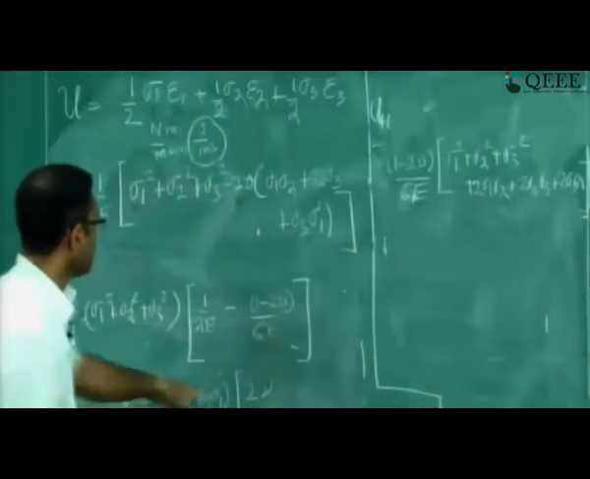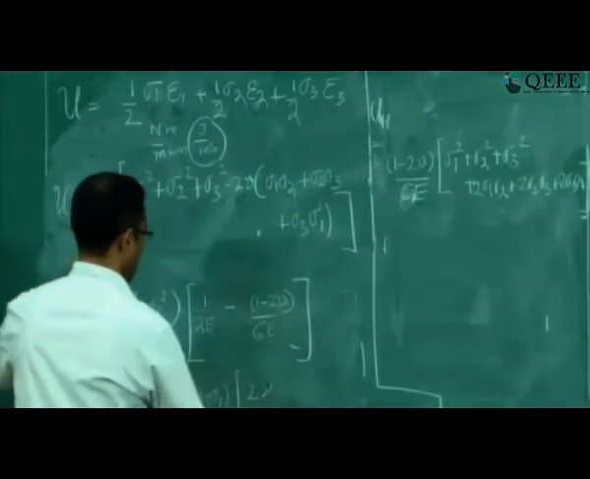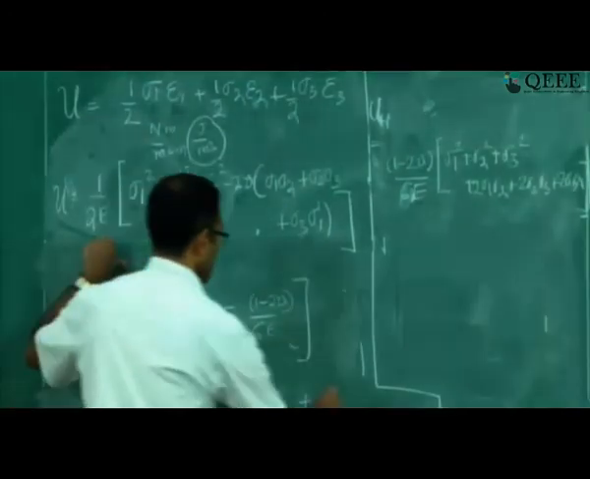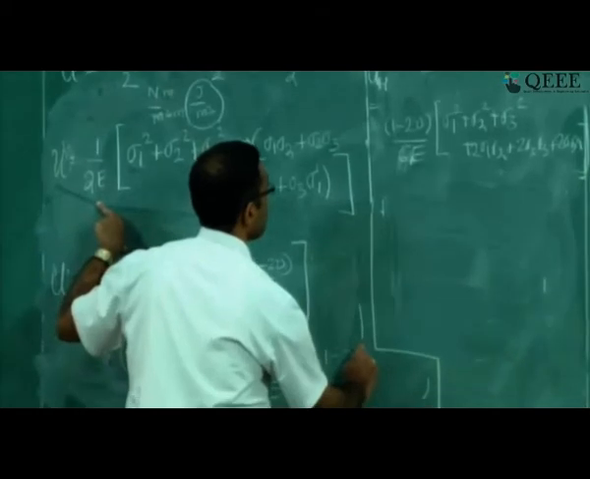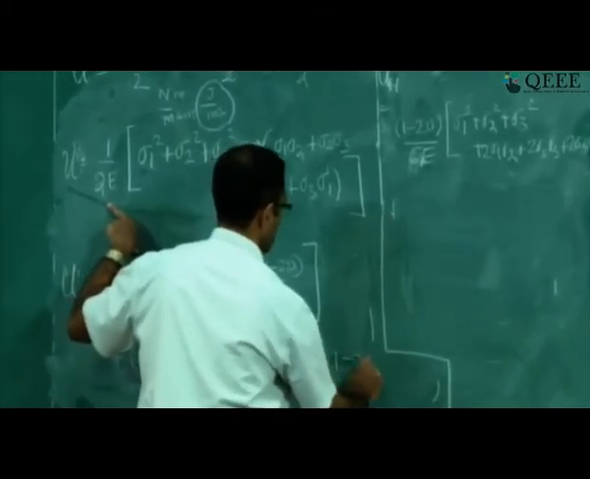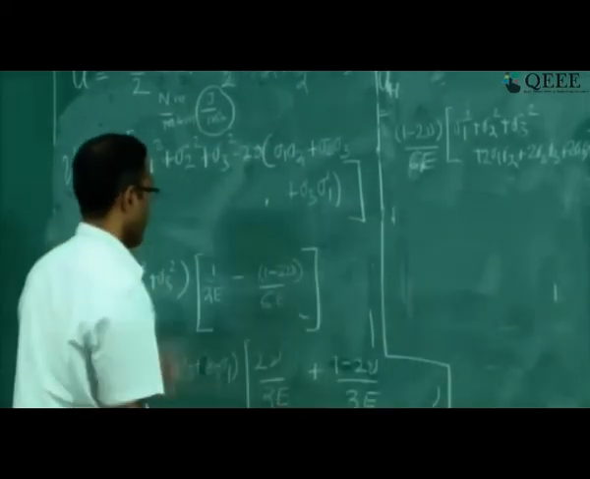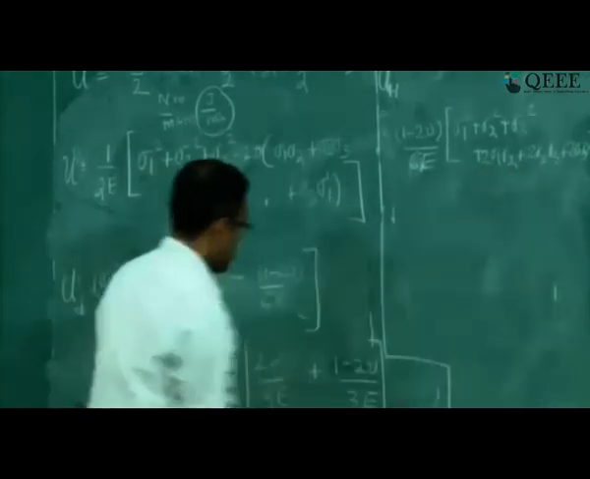Minus sign is removed. 2 nu divided by 2E. Since there is a minus sign removed here, we have plus 1 minus 2 nu divided by 3E, because this 2 and this 6 will cancel and you will get a 3 here, right? Is that right? Okay, looks okay.